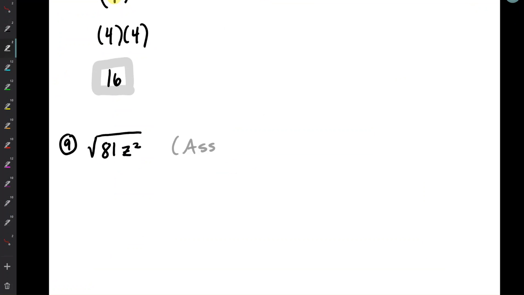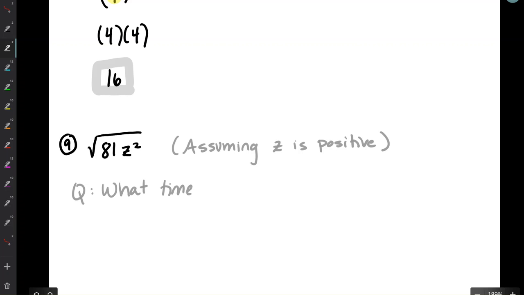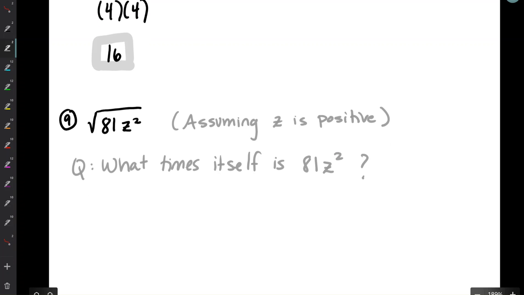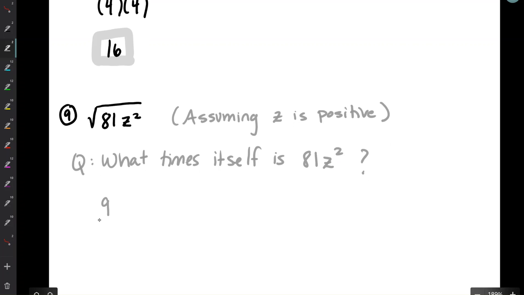Sorry, little technical glitch, there we go. Assuming z is positive. This is asking me what times itself is 81z squared. Well, 9 times 9 is 81, and z times z is z squared. Let's see if 9z times 9z works.